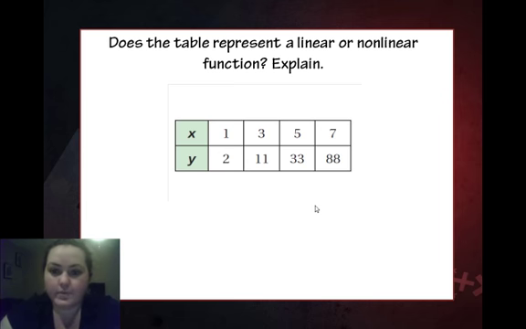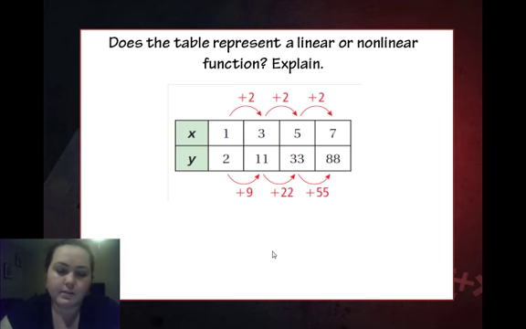Does the table represent a linear or nonlinear function? Explain. So in this example, I'm looking for a pattern. 1 to 3 is plus 2, 3 to 5 is plus 2, and 5 to 7 is plus 2. That's a constant rate of change for x. Now I need to see about y. Well, 2 to 11 is plus 9, 11 to 33 is plus 22, and 33 to 88 is plus 55. So that would not be a constant rate of change.